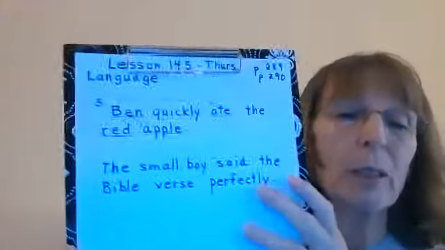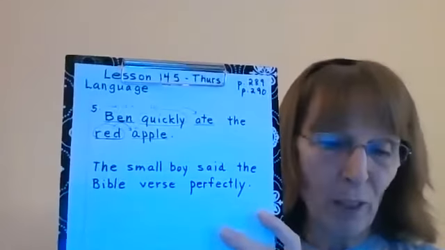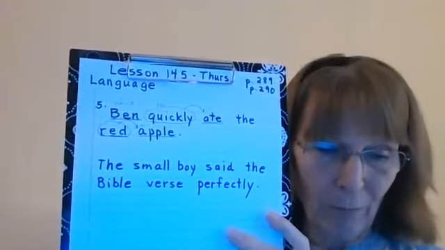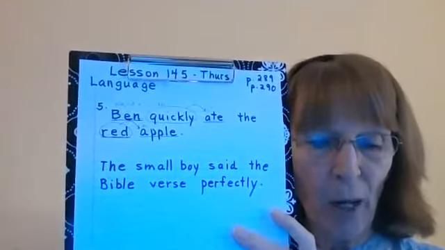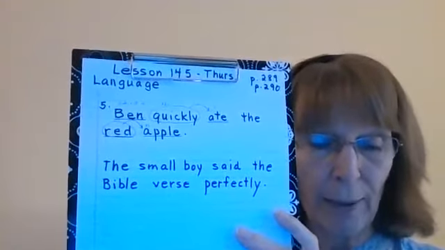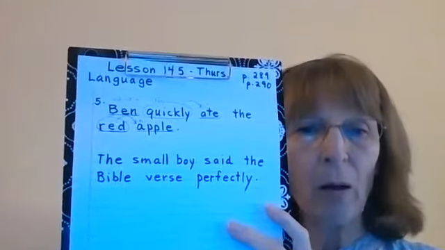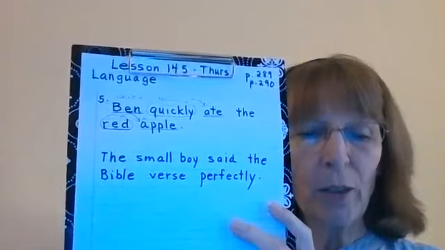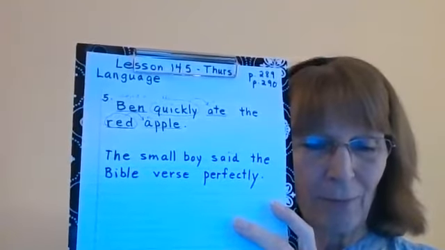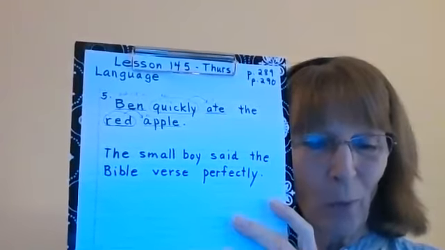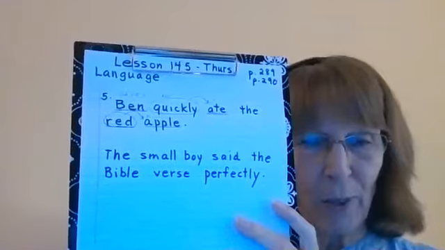This one really is unusual, and I have to say is harder than any sentence we've done. So I'll read it. The small boy said the Bible verse perfectly. I think you can find the subject. The small boy. What did the small boy do? He said. What did he say? Bible verse. That's going to be interesting.